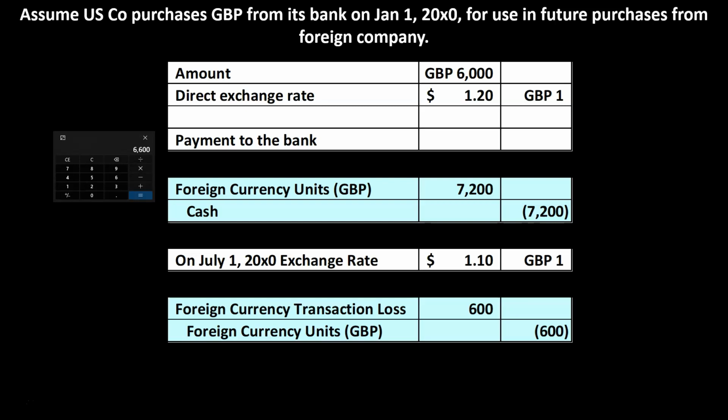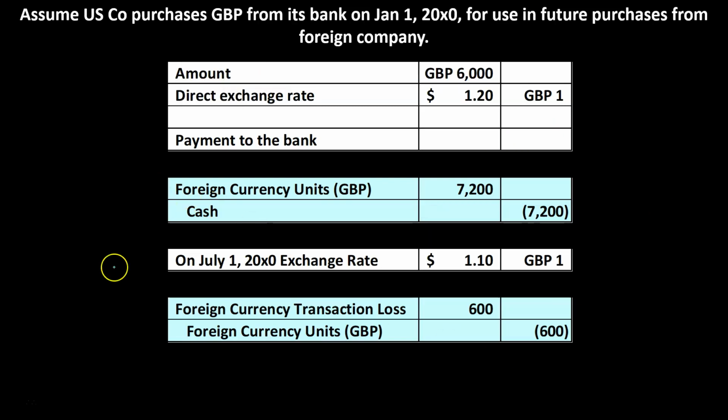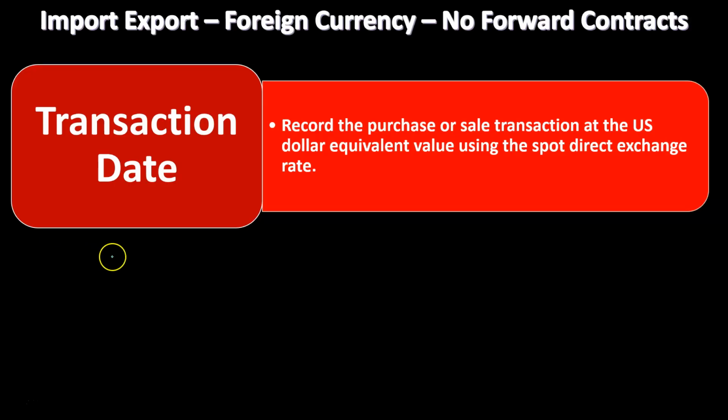Now you can also calculate this difference, and it's useful to note, by taking the difference between the rates. So we're going to say 1.2 minus 1.1 times the 6,000 pounds that we have on the books, there's that 600 again. So we'll do many transactions like that in our practice problems. Highly recommend going through the practice problems: import, export, foreign currency, no forward contracts.